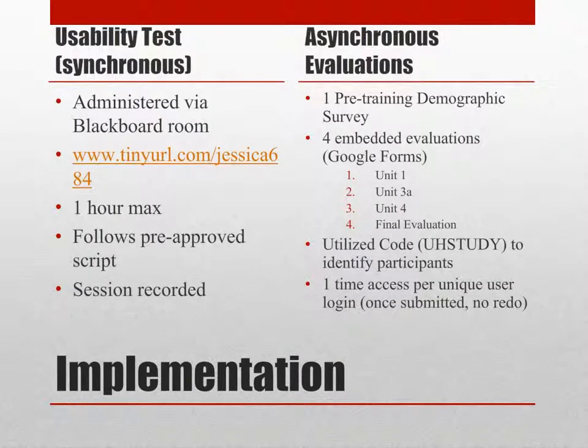Just to go back over the implementation of what I did, I had 2 different test situations. I had a live usability test, which is conducted synchronously via Blackboard Collaborate. This is my Blackboard room address. It was a 1 hour maximum time frame, usually ranging between 40 minutes and 60 minutes. I followed the pre-approved script that is also located on my Google site usability draft documents, and then I recorded the session.